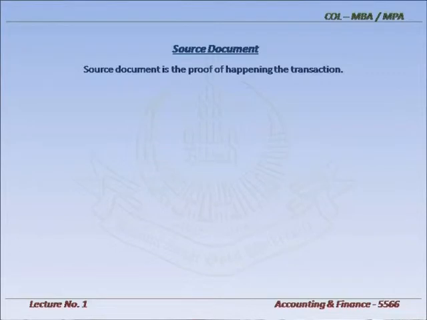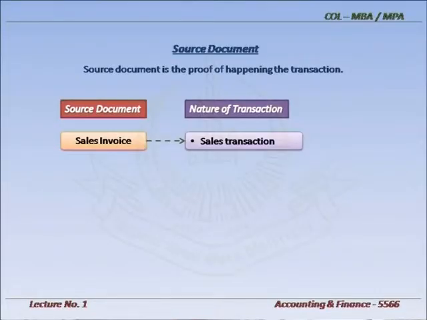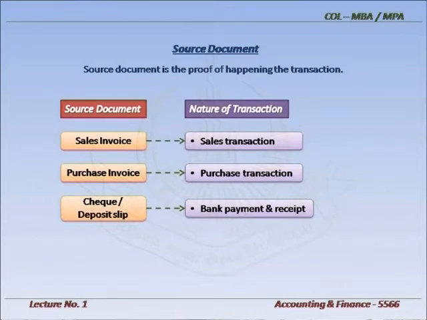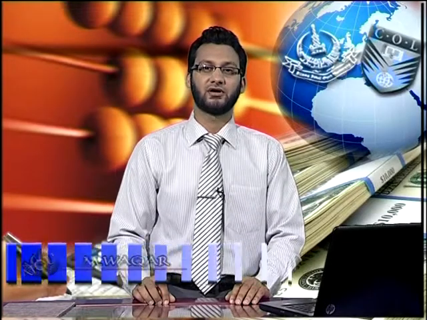A source document is the proof of happening of a transaction, and for each nature of transaction, a specific type of source document shall be prepared. For example, sales invoice shall be the source document for sales transaction, while purchase invoice shall be the source document for purchase transaction. On the other hand, checks and bank deposit slips shall be the source document for bank transactions. Similarly, receipts for cash paid and received serve the purpose of source document for all types of cash transactions. The relationship between source document and other accounting record and processing shall be discussed later on in detail.